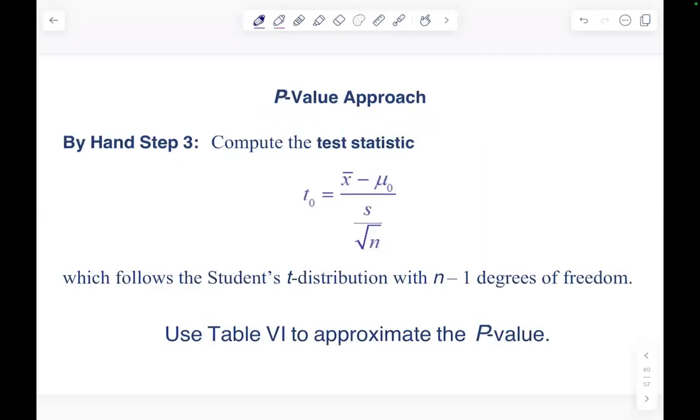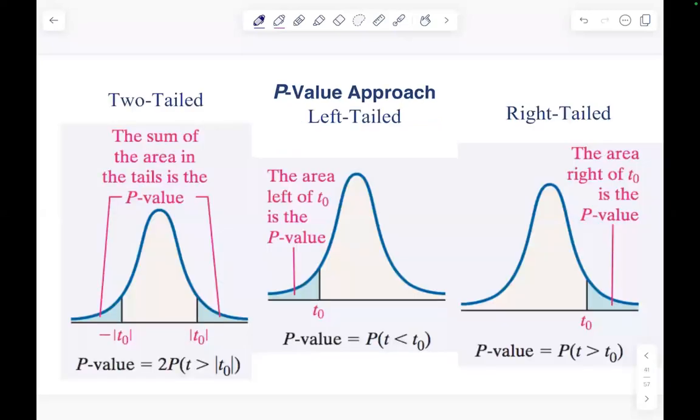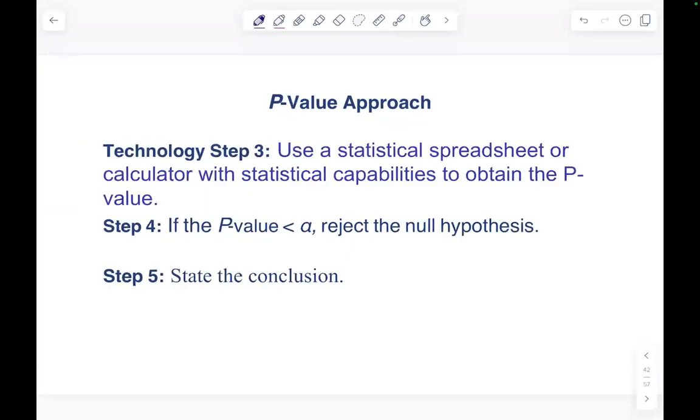And yeah, use the table 6. Actually, we're not going to use the table 6. We're going to use our calculator. Table 6 for the approximate p-value is a pain. Let's not do it. Let us instead use our calculator. Okay. We were already here. And once again, if our p-value is less than alpha, reject the null hypothesis. And then, of course, you state your conclusion.